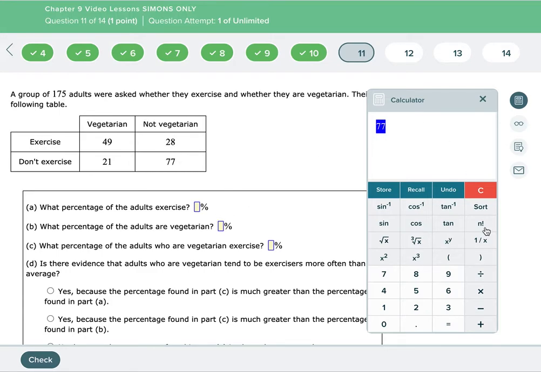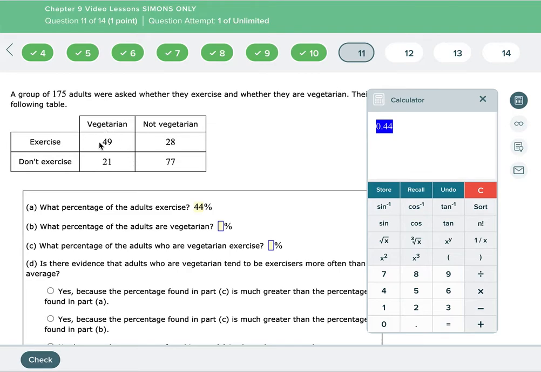So to find the percent, you just do the part divided by the whole. So it's 77 divided by the whole population, which is 175. In this case, we're talking about all the adults, so we've got to use that number. So that gives us 0.44, so move your decimal point over 2 spaces, all right? So 44%.